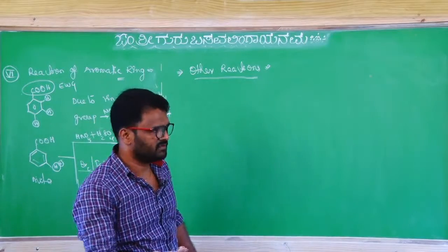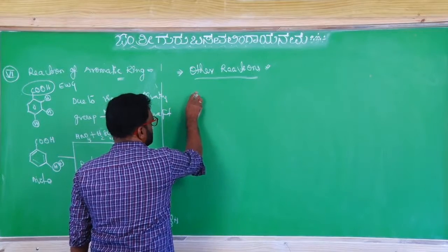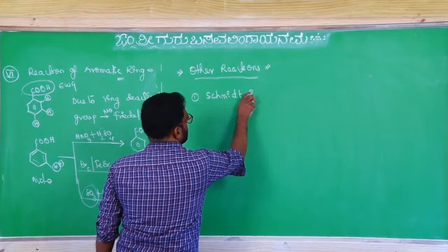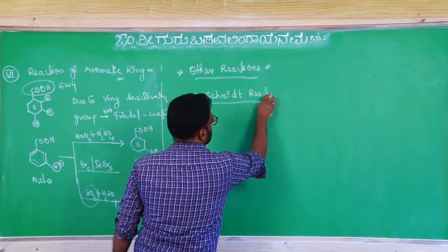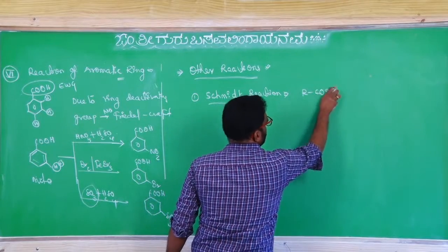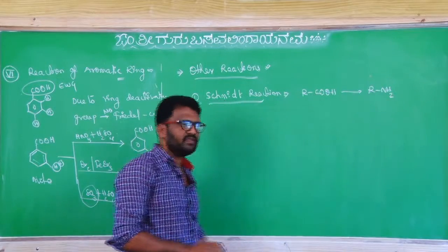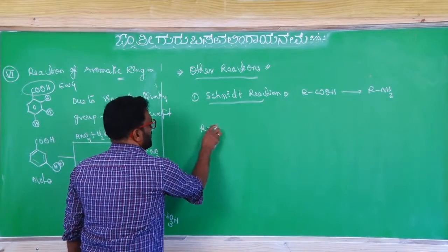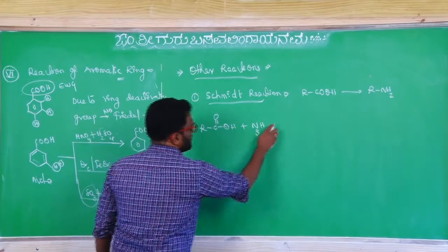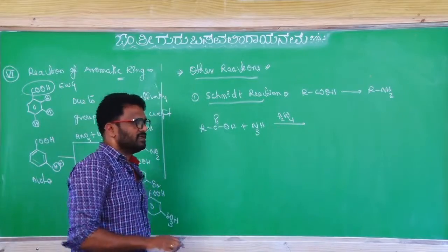If you want to prepare amines from carboxylic acid, you can use one reaction, that is the Schmidt reaction. This is one name reaction. The main use of this reaction is that it converts carboxylic acids into primary amines. If you see the reaction, this is a carboxylic acid. When carboxylic acid is treated with what? N3H, in presence of a strong acid like H2SO4.